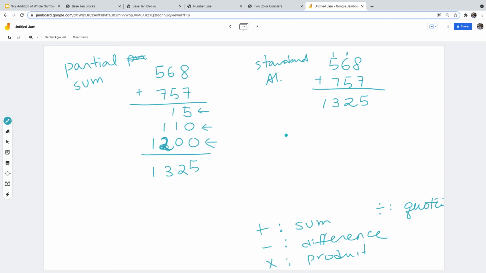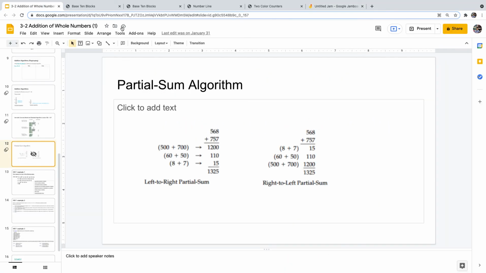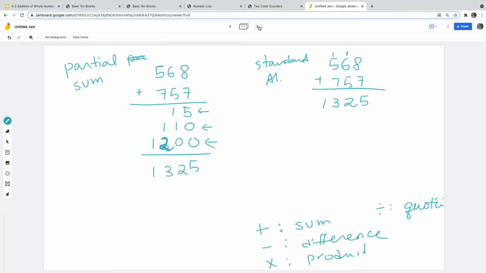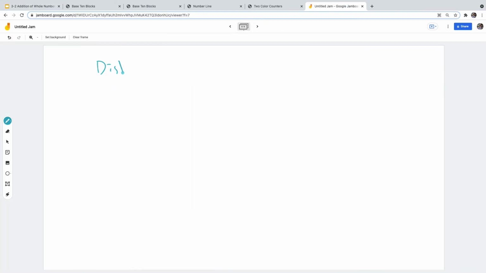So you need to know all of these methods, okay? That's partial sum. And in your homework example, it's asking to give reasons for each of the following steps. So we're gonna talk about this, okay? So you're given all of these properties here: associative property of addition, closure property, commutative property, associative and commutative, distributive. We didn't talk about distributive property yet. Briefly to say, distributive property is you're distributing.